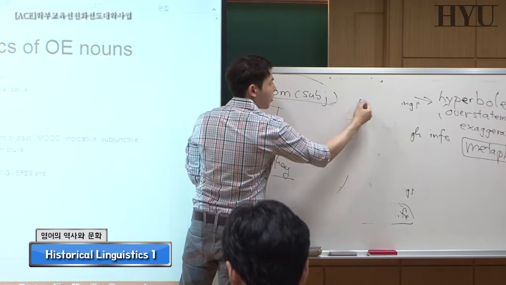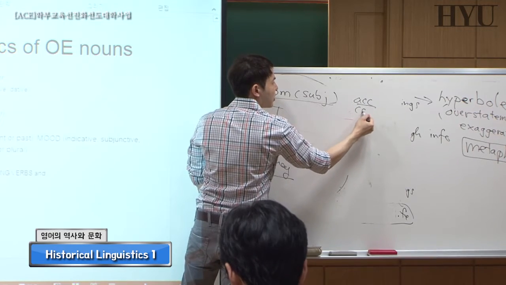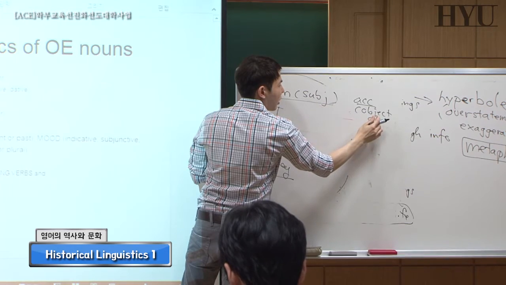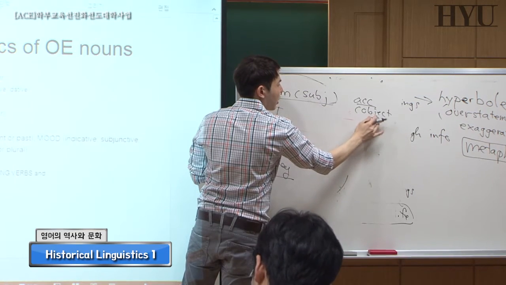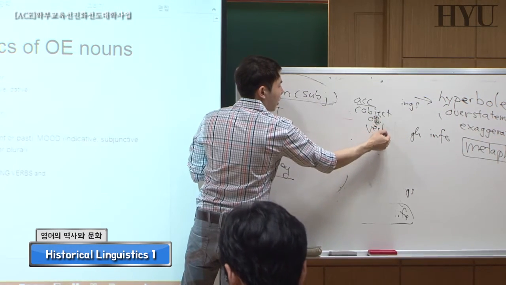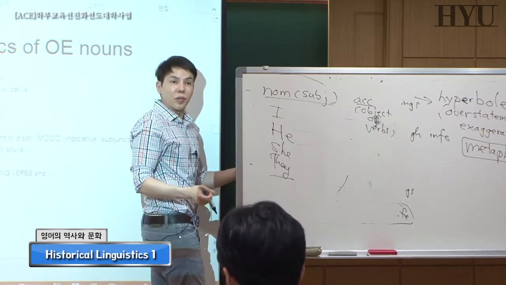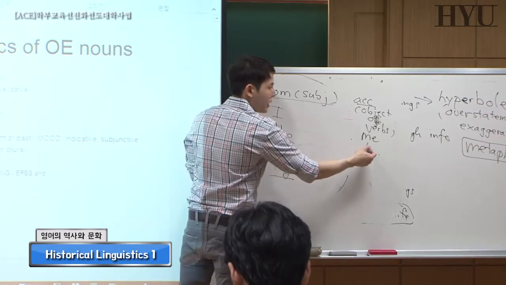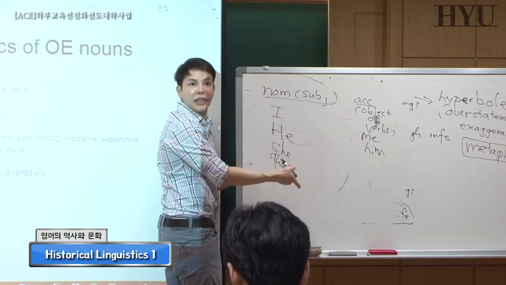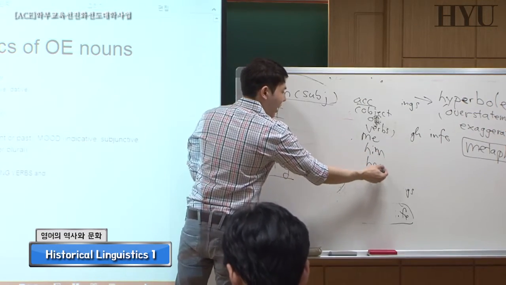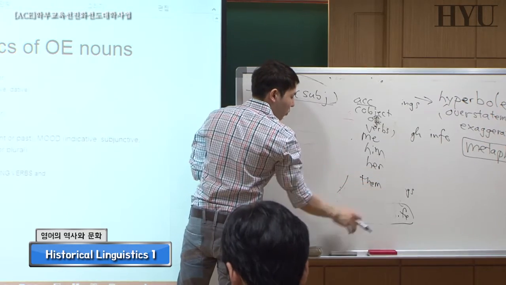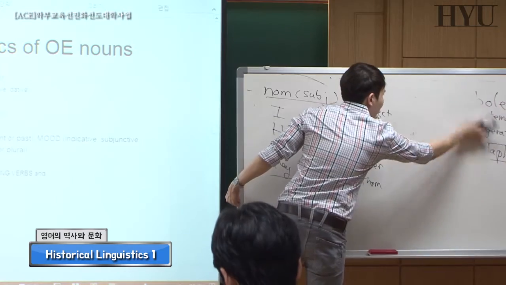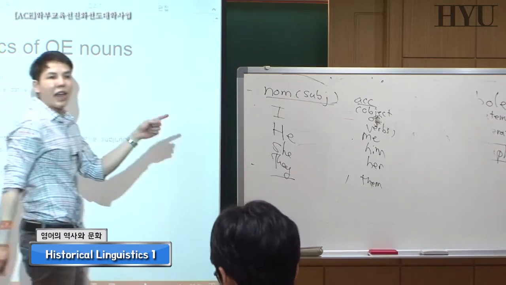Accusative, which is object of a verb. We also have in modern English, the object of I is me, of he is him, right? She is her, they is them. So in modern English we have cases. In Old English they have cases too.